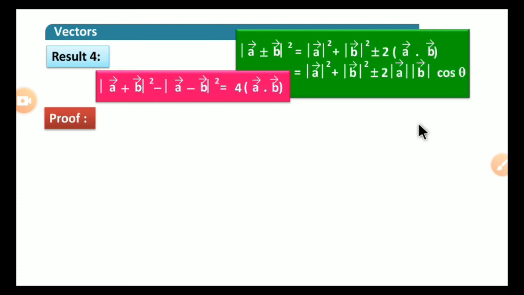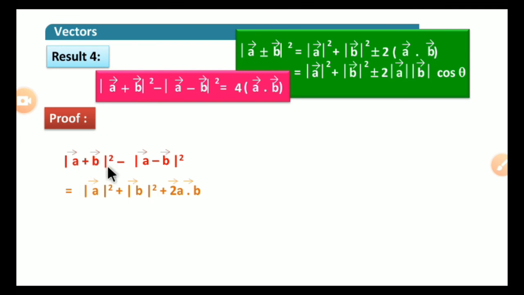Now we will go for the next result. Magnitude of A plus B whole square minus magnitude of A minus B whole square is equal to 4 into the bracket of A dot B. Similarly, we can use these two results here. So now consider the LHS part. So now we can write by the result.